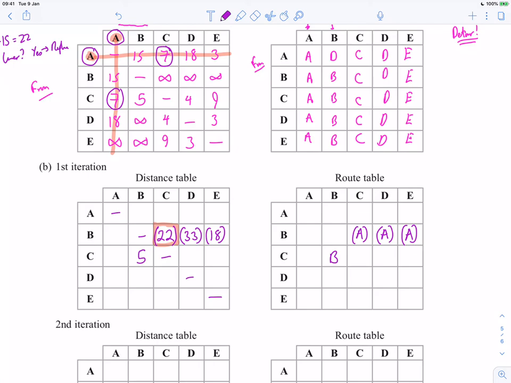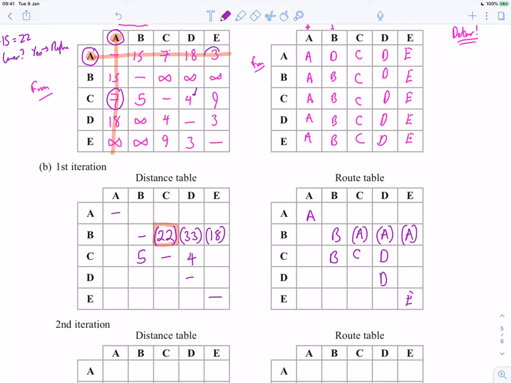7 over here. Well, no, that's going to... No. Well, technically, this just stays as A, B, C, D, E. That's not going to change. So we're not going to consider that one because it's the diagonal. Let's try this. 7 plus 18 is 25. Is that smaller than 4? No. So the 4 stays. So that means this was a D, so it stays a D.